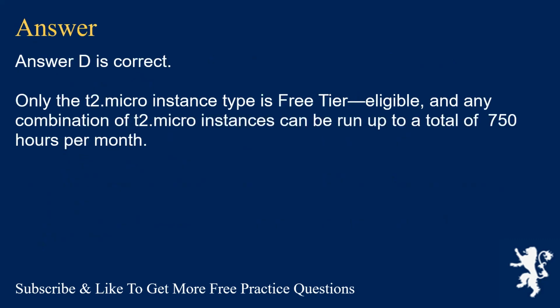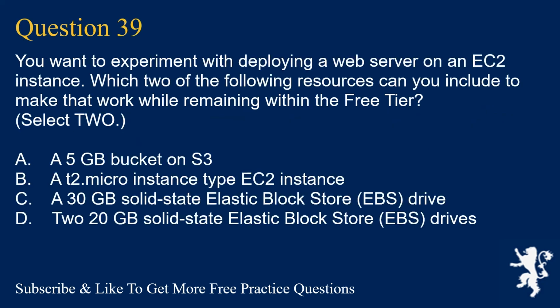Answer D is correct. Only the T2.micro instance type is free tier eligible, and any combination of T2.micro instances can be run up to a total of 750 hours per month. Question 39. You want to experiment with deploying a web server on an EC2 instance. Which two of the following resources can you include to make that work while remaining within the free tier?